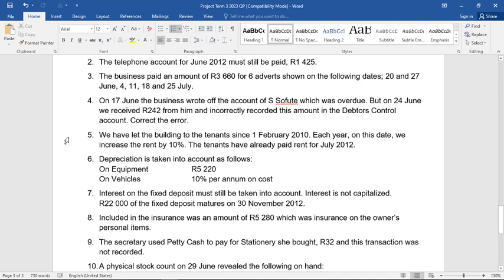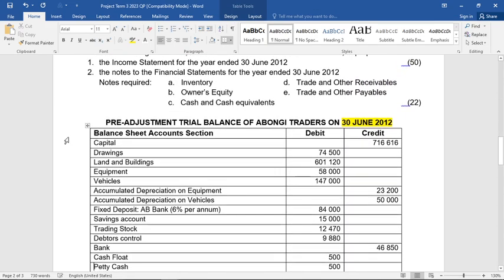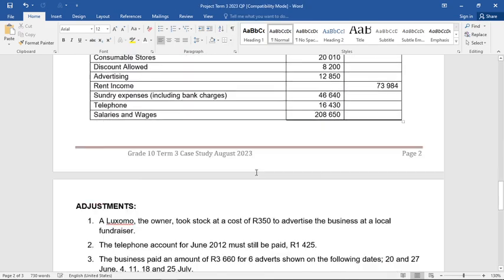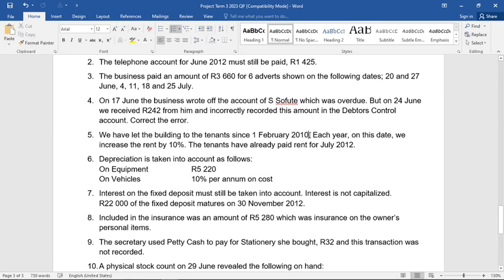We have let the buildings out to tenants since the 1st of February 2010. Right, let's just be careful. The 1st of February 2010 is before our year started. Our year started, remember, on the 1st of July 2011. So if we started renting out the building on the 1st of February 2010, it means that this tenant has been with us for the whole year.